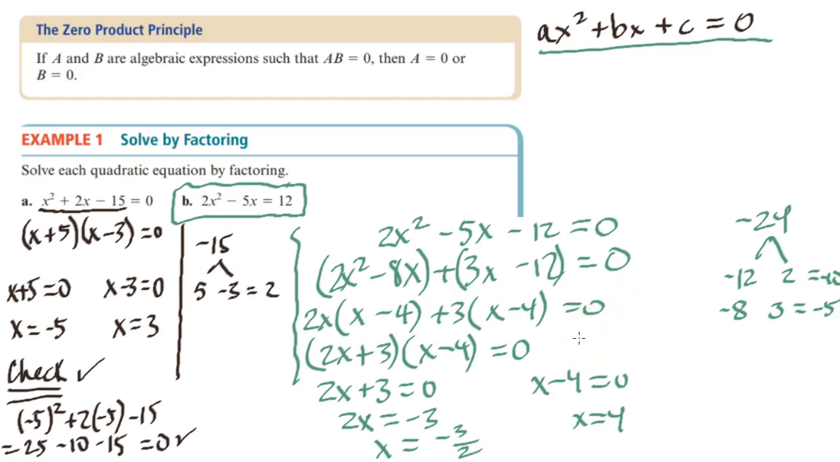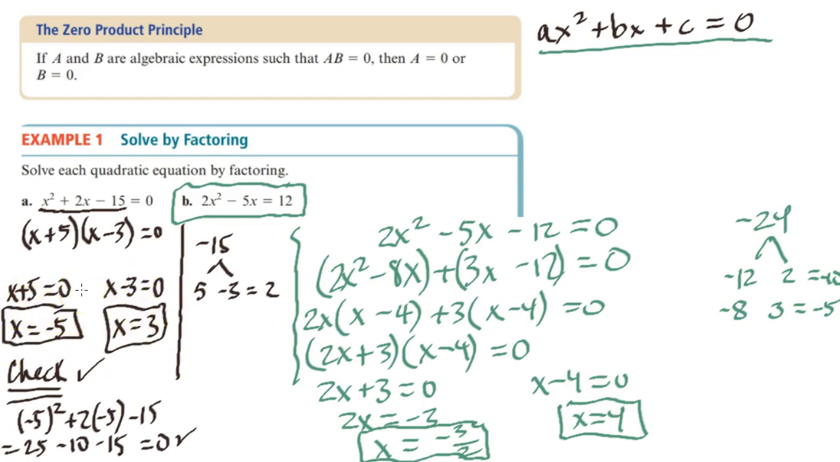So it's a good idea to circle your final solutions. I'll just emphasize that, and I'll circle my previous solutions. And again, always check your solutions. You don't have to, but it's a good idea to check your solutions.